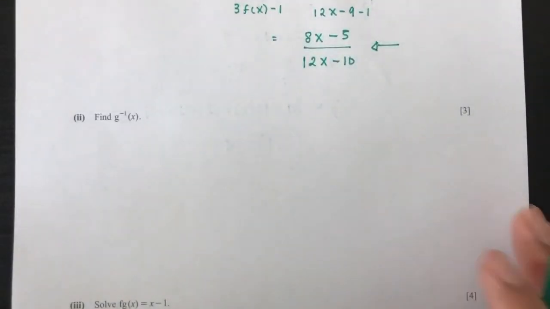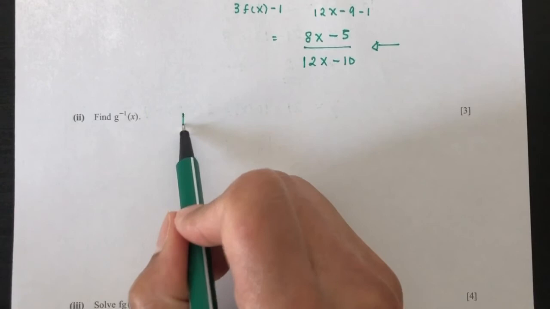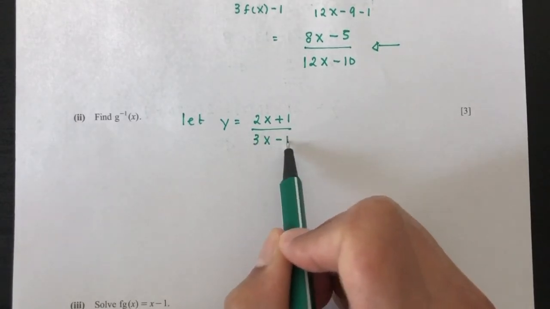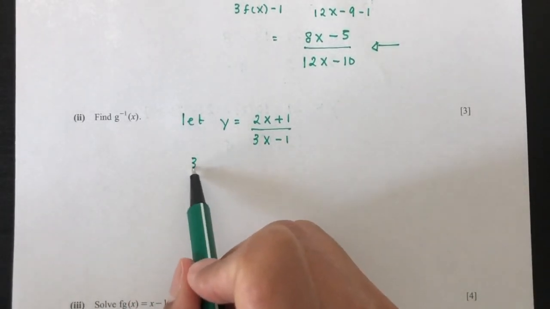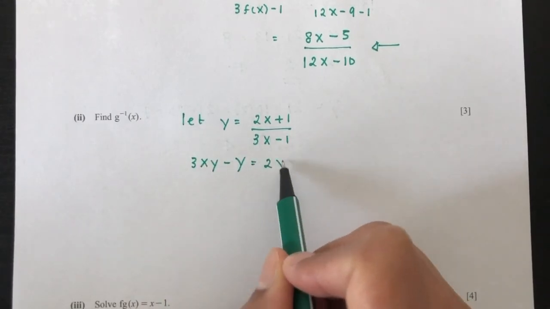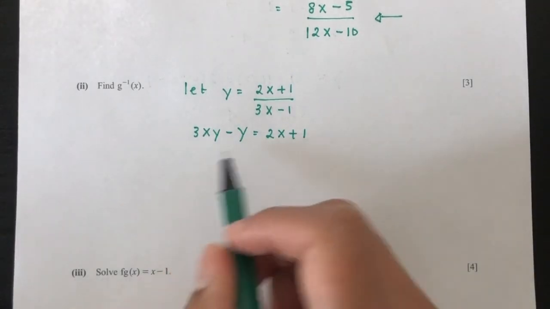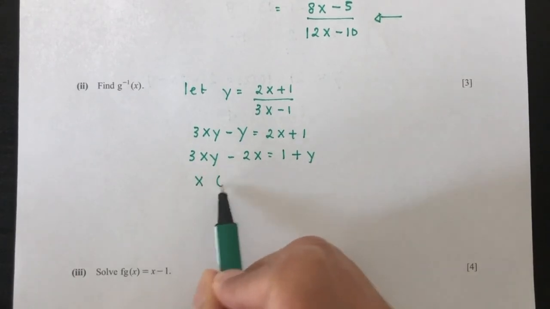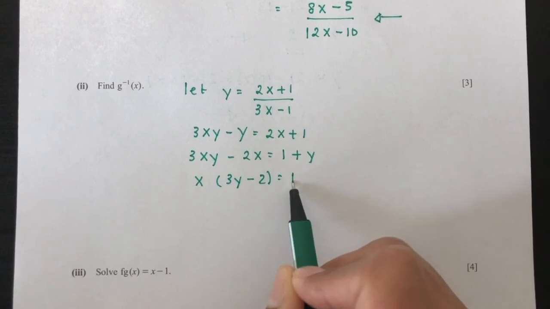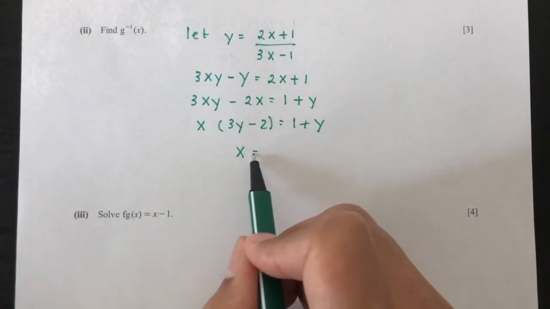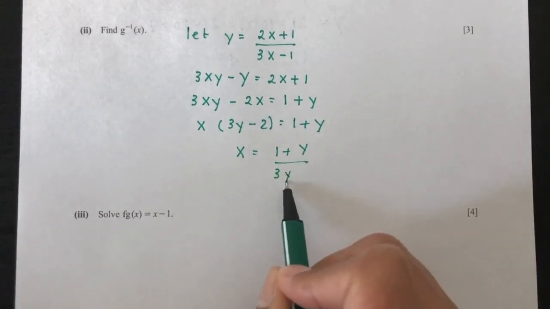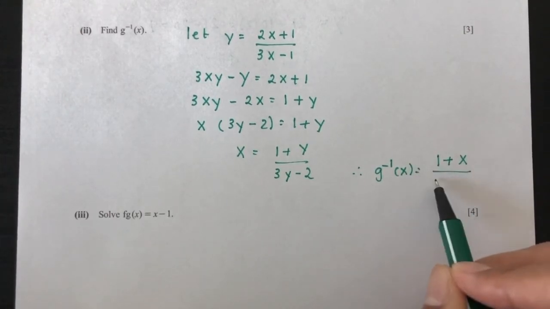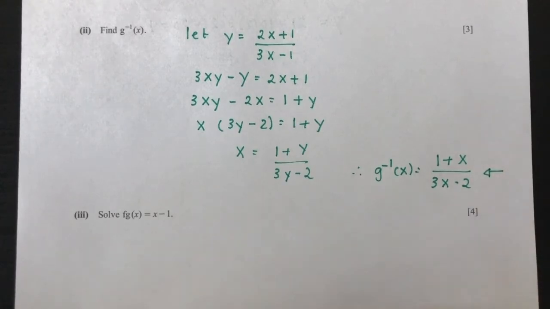Now for part 2 we have to find the inverse of g. So first step is to let y equal to g of x, which is 2x plus 1 over 3x minus 1. Then we have to cross multiply. You will have 3xy minus y equal to 2x plus 1. Now we have to make x the subject of the formula. 3xy minus 2x is 1 plus y. Factorize x, you will have x times 3y minus 2 is equal to 1 plus y. So finally x is equal to 1 plus y over 3y minus 2. So expressing g inverse in terms of x, you will have 1 plus x over 3x minus 2. That is for part 2.